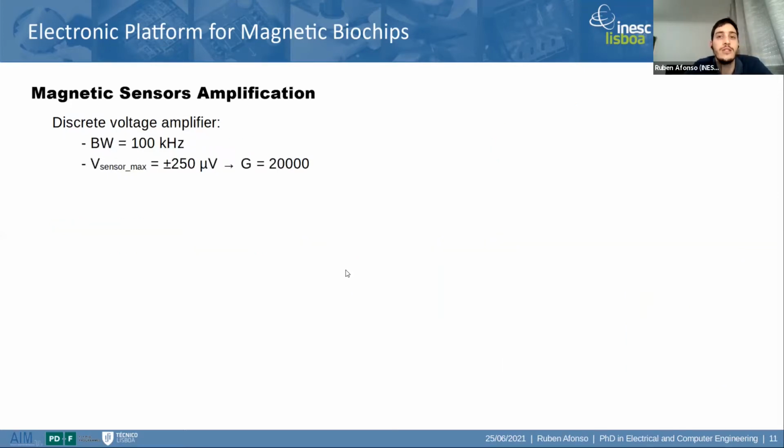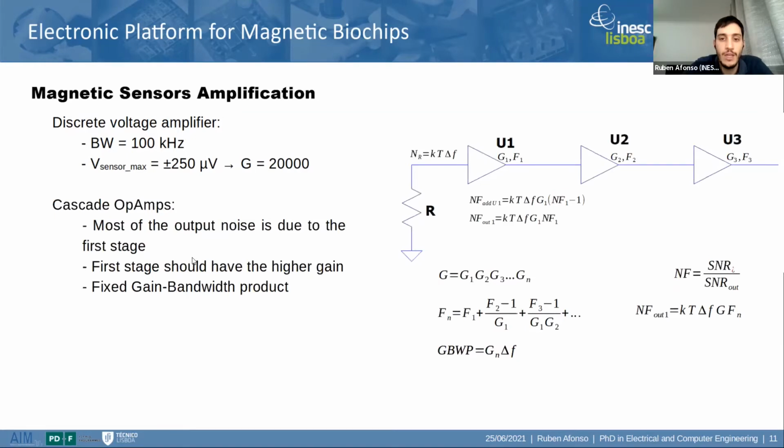In relation to signal amplification, assuming that the maximum voltage that we can acquire is 250 microvolts plus or minus, we need again around 20,000 gain with a bandwidth of 100 kilohertz to acquire all of these signals. So it is very difficult to have an amplifier with these specs. The solution is to cascade gains to have a high-end gain and increase the bandwidth of the whole system.